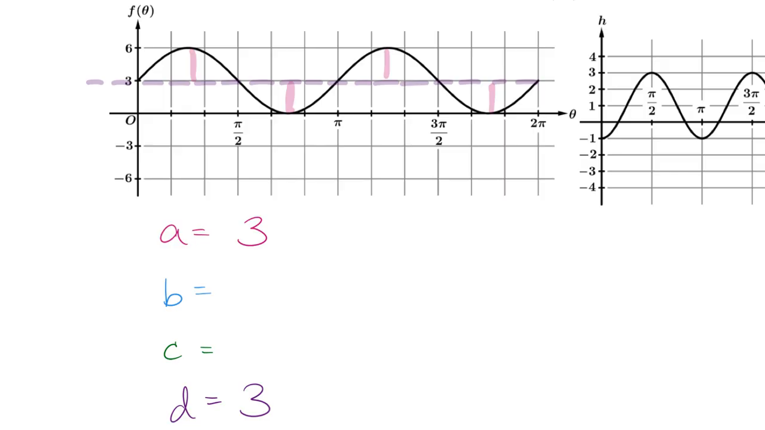B and C get a little funny. When we're looking at B, we do need to find the period of this function. What is the period of this function? Pi. If it starts here at the middle and goes up, the next time I'm at the midline and goes up is right here, which means my period is pi. Don't write down pi for B because that's not it. Remember, B is found by doing 2 pi over your period. So it would be 2. The B value would be 2.